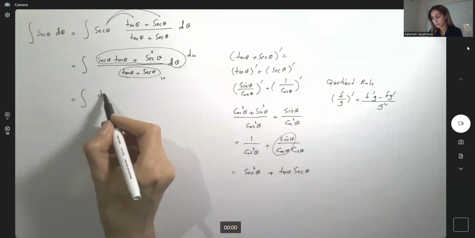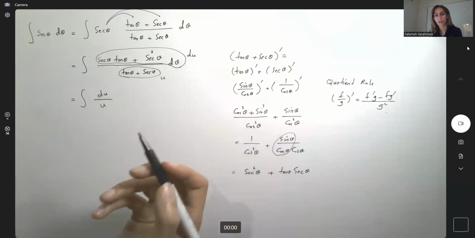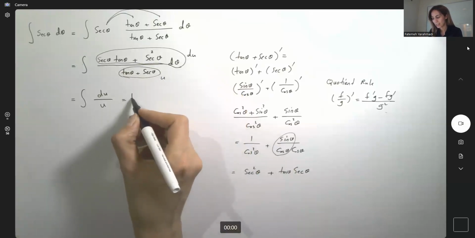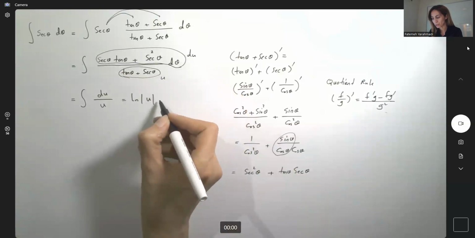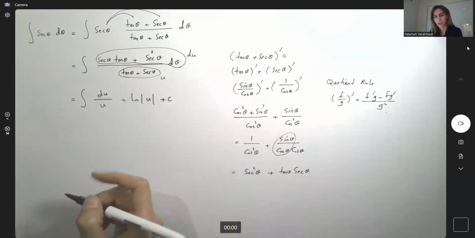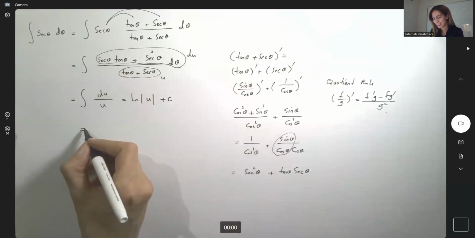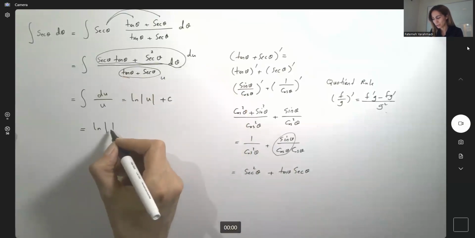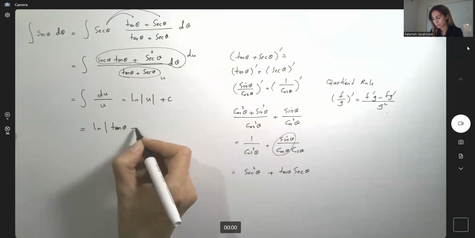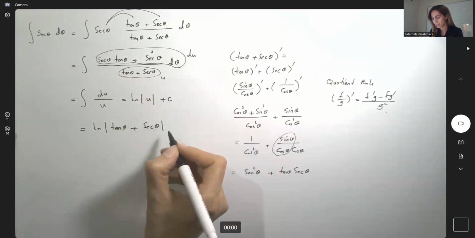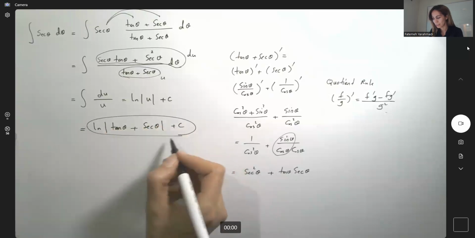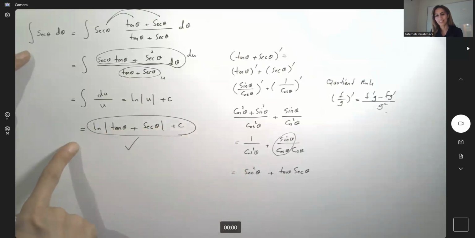So I end up with du divided by u, which we already know is ln of the absolute value of u plus the constant of integration. But what is u? u is tangent theta plus secant theta. So this is equal to ln of the absolute value of tangent theta plus secant theta, plus the constant of integration. This is the integral of secant theta.